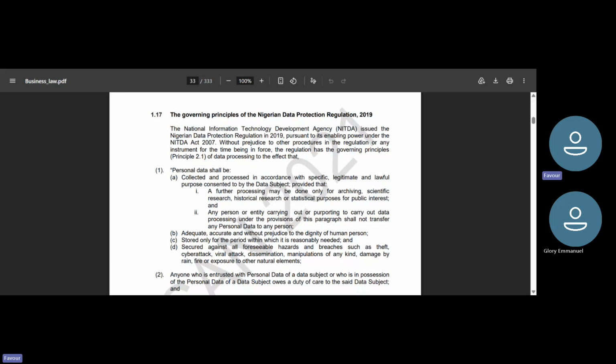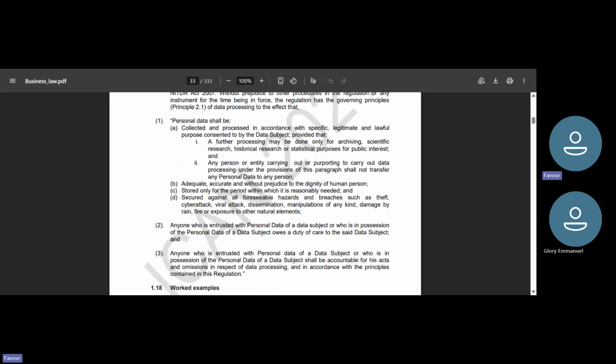So this is saying that personal data must be collected with consent of the data subject, provided that further processing may be done only for archiving, scientific research, historical research, or statistical purpose for public interest, right? And B, any person or entity carrying out or purporting to carry out data processing under the provision of this paragraph shall not transfer any personal data to any person. So even after the consent, it should only be for research. The research is scientific, statistical, or historical, or for archiving, right?